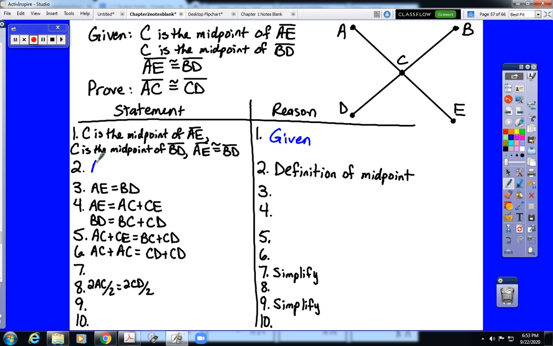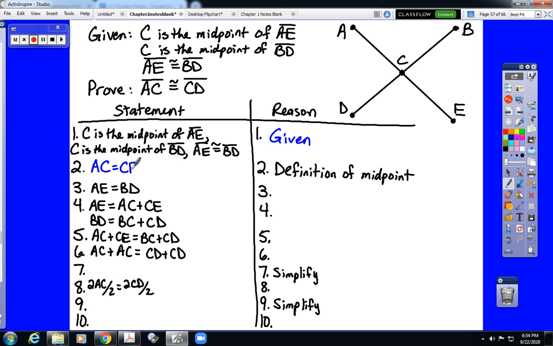In other words, that tells us that the length of AC is equal to the length of CE, because C is the midpoint of AE. Using the exact same argument, since C is also the midpoint of BD, we can state that BC is equal to CD. Both of those statements are true because of the word midpoint in our givens.